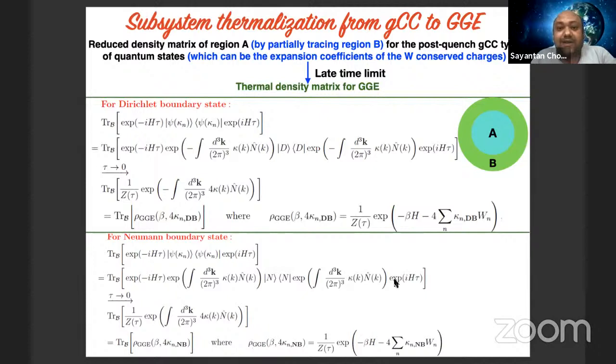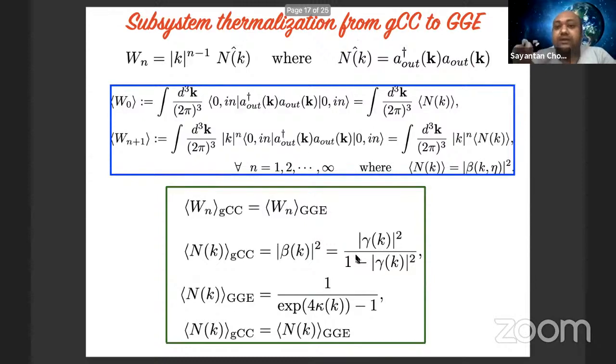Now, the subsystem thermalization. So I have told you, once I have a post-quench state, and if I calculate this quantity and wait for a very long time, we will see that the system gives you a generalized Gibbs ensemble. And this is true for both Dirichlet and Neumann states. Now one can ask how we are claiming that this is true, because we can see that for the post-quench state and for the thermal state, the number operators give exactly the same contribution, and for this reason the expectation values of the W charges will be the same.